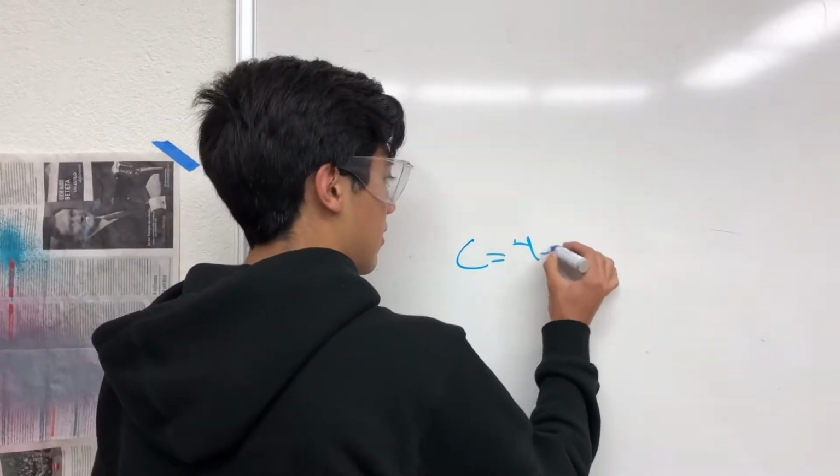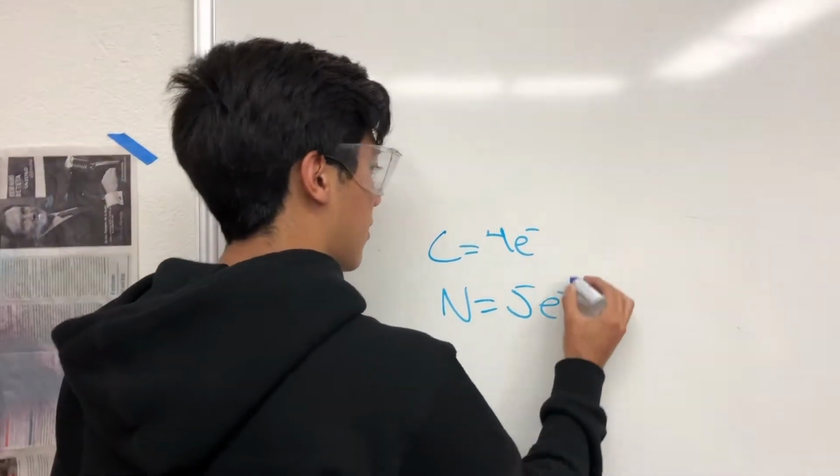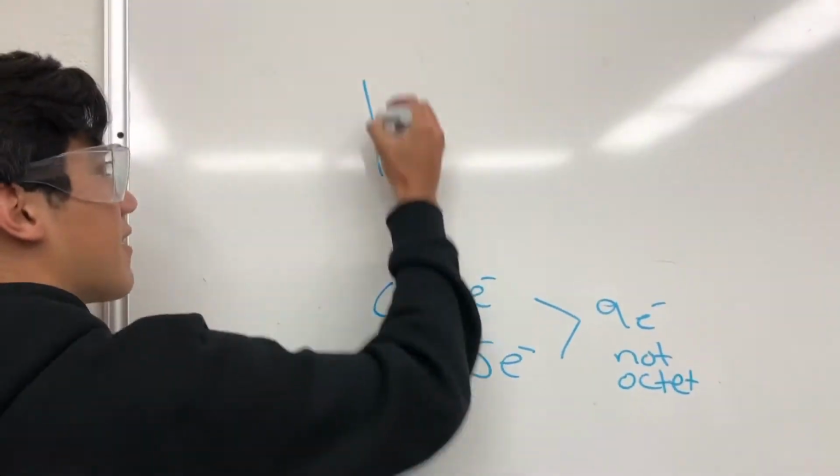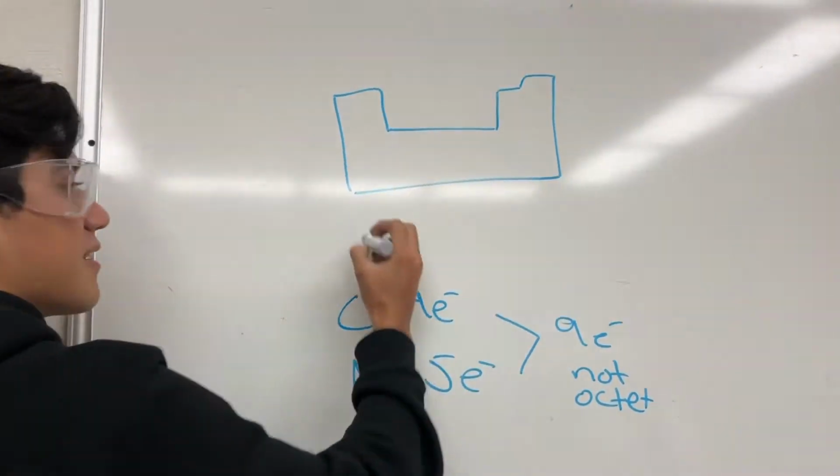You need to complete the octet in the outer shell, which is 8. And you also need to know the valence electrons. If not, you need to use the periodic table and see how many valence electrons each element has.